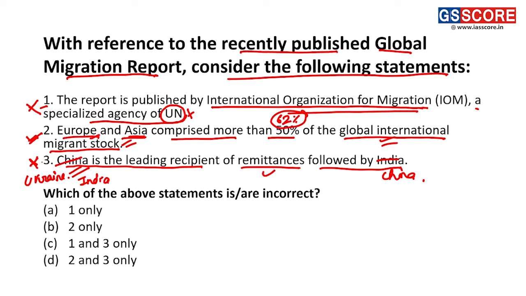The question asks which of the above statements is or are incorrect. The incorrect statements are 1 and 3, thus making 1 and 3 the correct answer for this question.